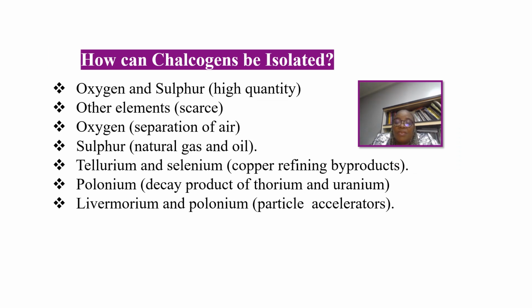How are they isolated, the members of this group? Apart from oxygen and sulfur, other elements of this group are relatively scarce. Oxygen can be isolated via the separation of air into oxygen and nitrogen. And then sulfur can be extracted from natural gas and oil. Sulfur is found in volcanic regions of the earth in free state, Japan and Sicily.